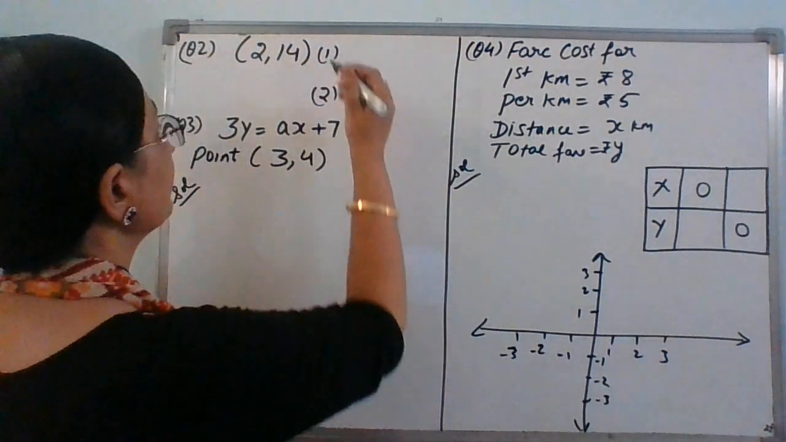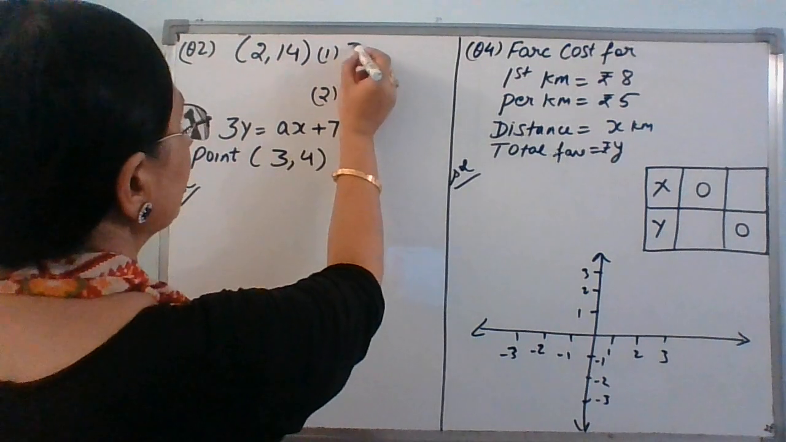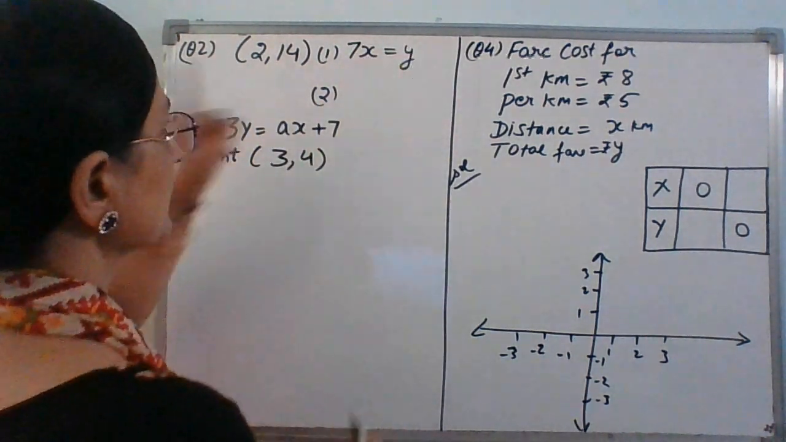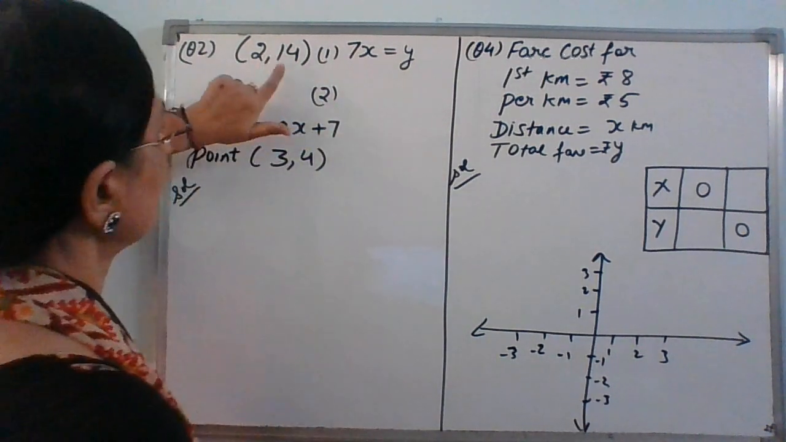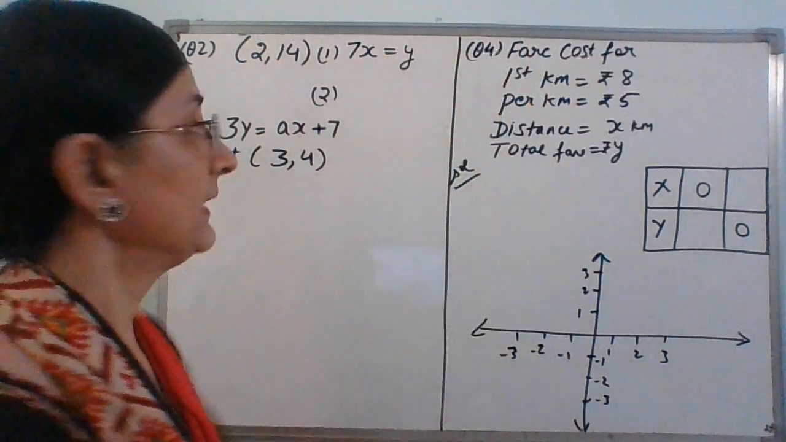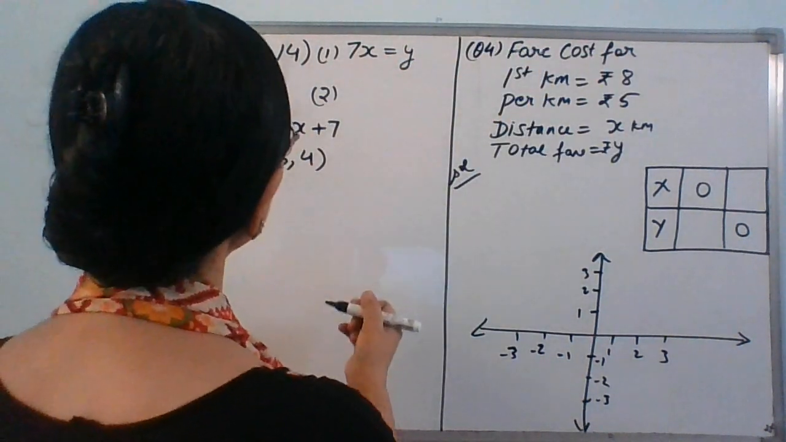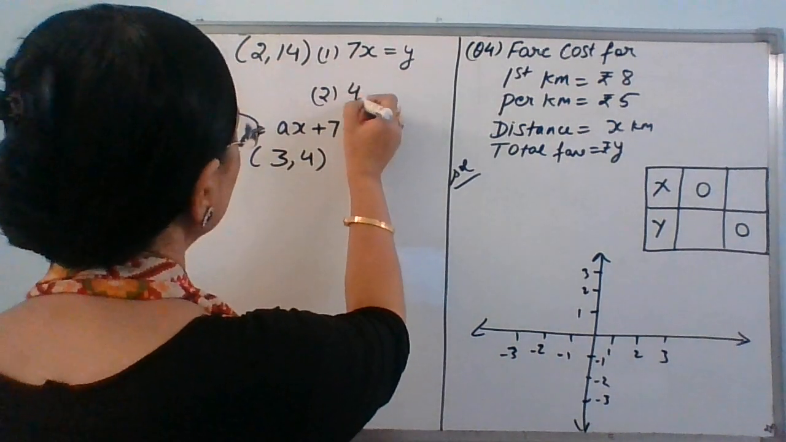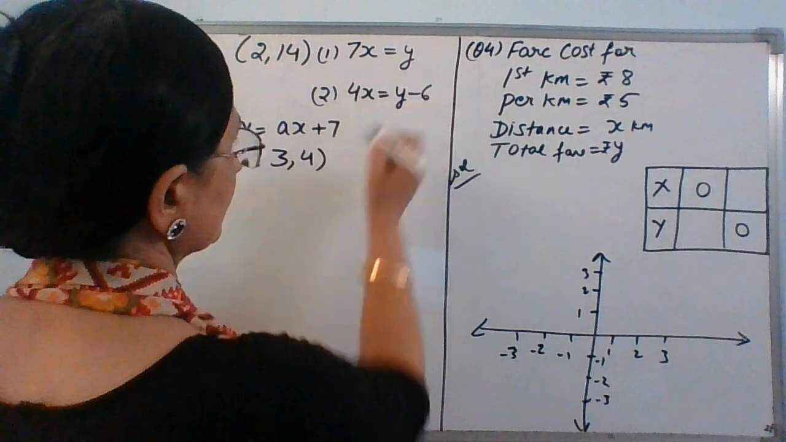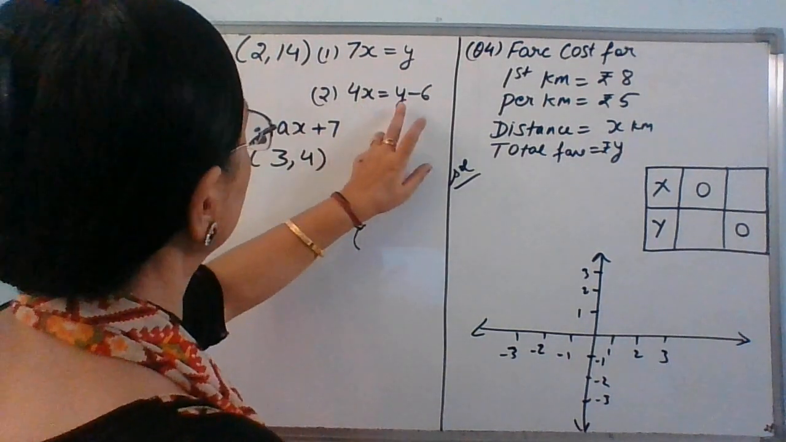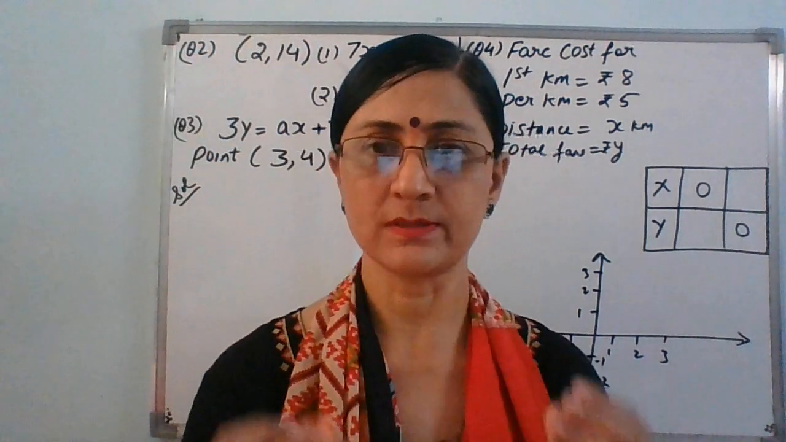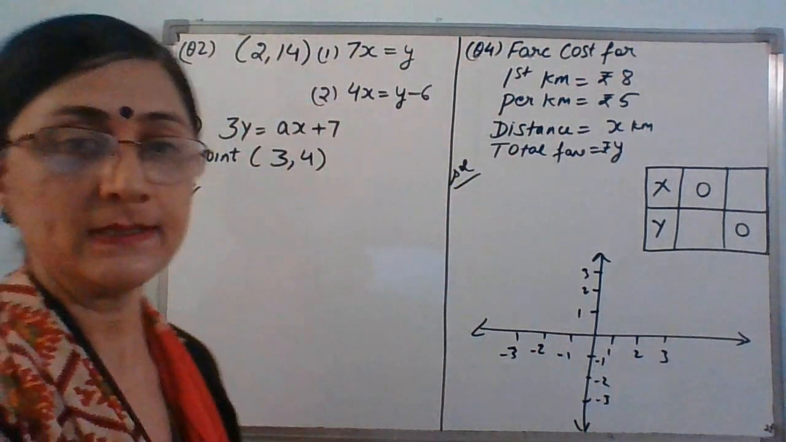2 and 14. Okay, so here it's (2, 14), right? If I put 7x, 7 2s are 14, so that equals y. So in this equation, this point will be satisfied. If I substitute 2 here, 7 2s are 14 and 14 is there. Yes. Now the second example can be like 4x, 4 2s are 8. Here it's 14, 14 minus 6 is 8. So this is the equation. So these are the 2 examples of equations which this point satisfies.